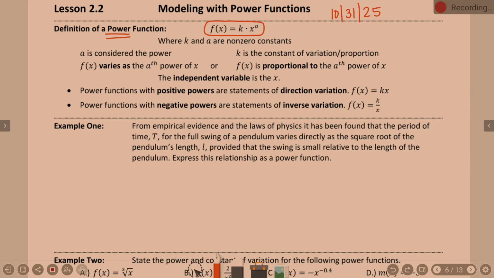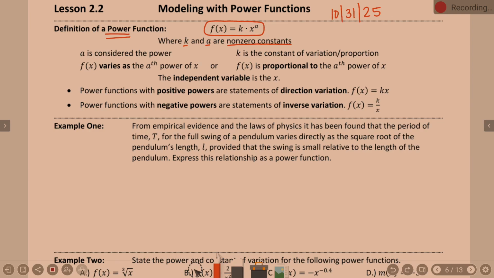Pay attention to everything it talks about. k and a are constants, but they're non-zero. If they become zero, we have a problem. a is considered the power, so if you're asked for the power, that's a. k is what we call the constant of variation or proportion. I don't know how much you remember about direct variation and inverse variation. It's not in the standards as much as it used to be, so we don't teach it as much as we used to. But k is your constant of variation or proportion.